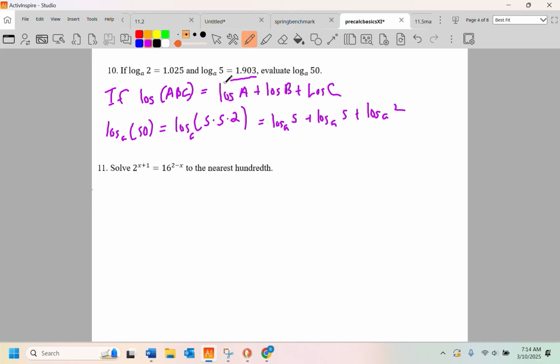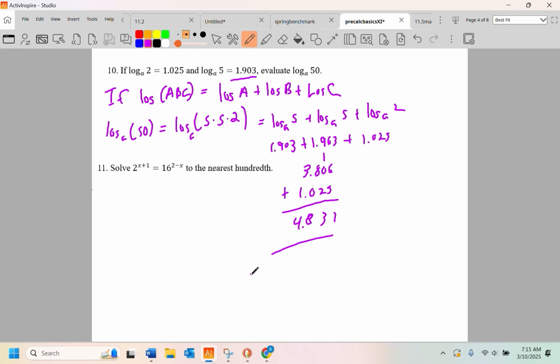Log base A of 5 is 1.903. There's two of them. And then I got log base A of 2, 1.025. And then I just do the addition. If I take 1.903 and 1.903 and put them together, I get 3.806. So it's 3.806 plus 1.025. Carry the 1, 3, should be good. 4.831. There you go. Not a hard problem.